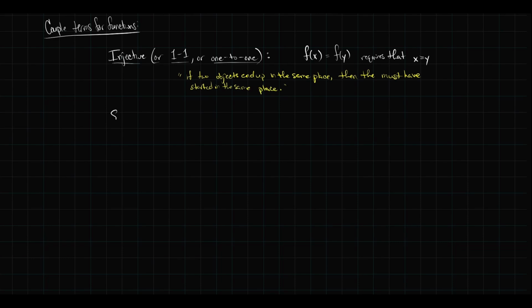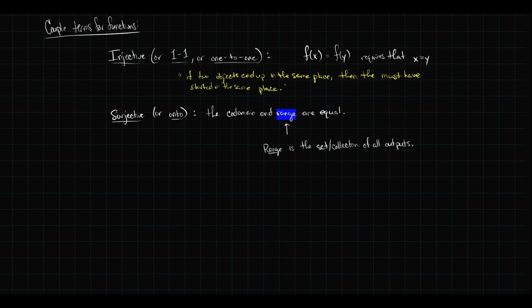We have something called surjective, or onto. And this is just the case when the codomain and range are equal. Now, I haven't defined range for you yet, so let's define range really quick. The range is the set or collection of all outputs. So you just combine all of the outputs of the function into a set, and that's called the range.